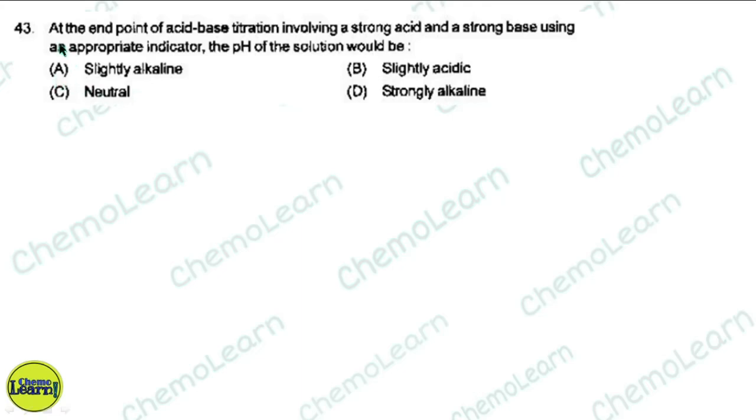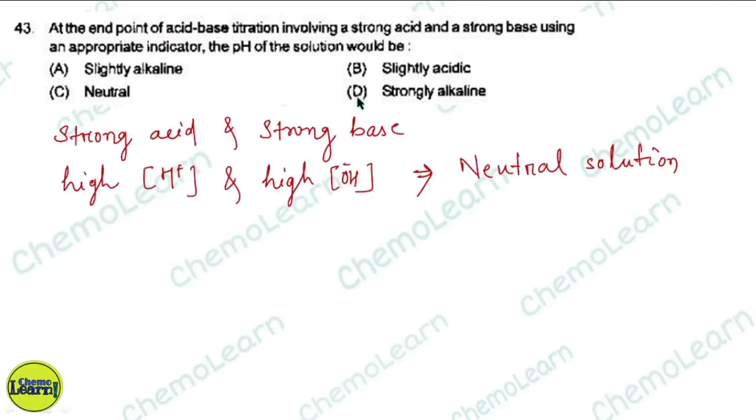Question number 43. At the end point of an acid base titration involving a strong acid and a strong base, using an appropriate indicator, the pH of the solution will be what? Slightly alkaline, slightly acidic, neutral, or strongly alkaline. See, we have a strong acid and a strong base. A strong acid will release H plus ions, and a strong base will release a high concentration of OH minus. So this solution will be neutralized and we have a neutral solution.